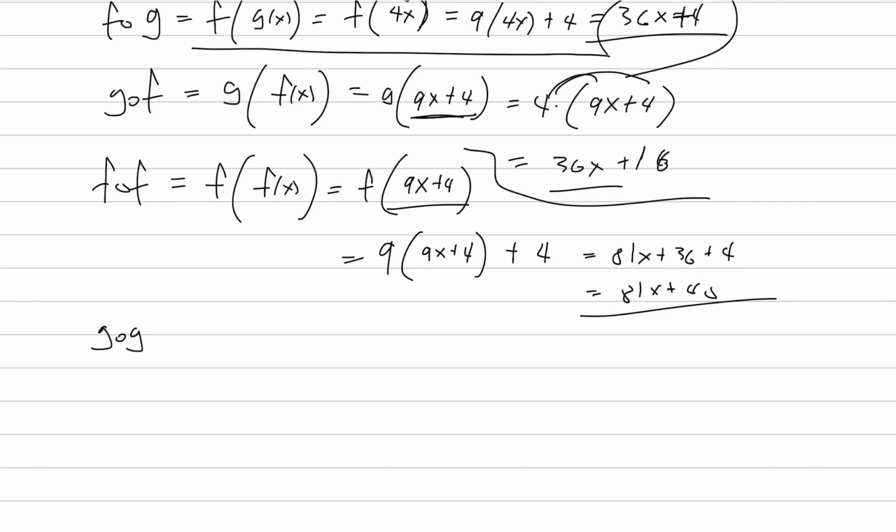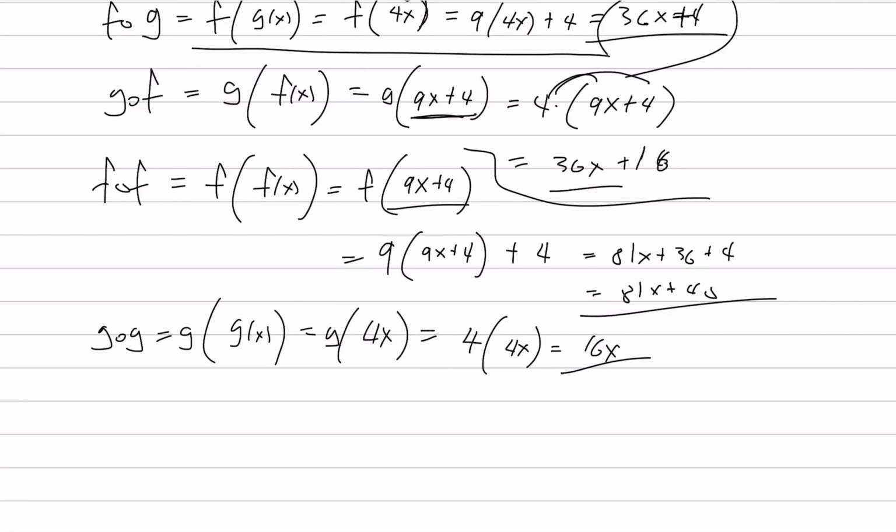Similarly, g composite g, g of g of x. I'm plugging 4x as input quantity into 4x. So it's 4 times 4x, 16x. Domain, all real numbers.